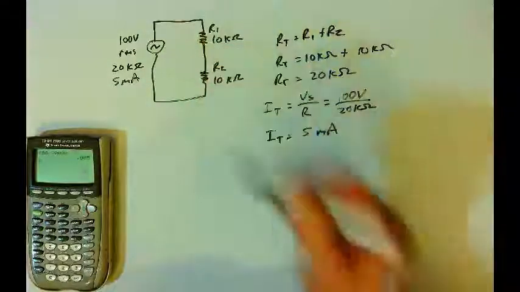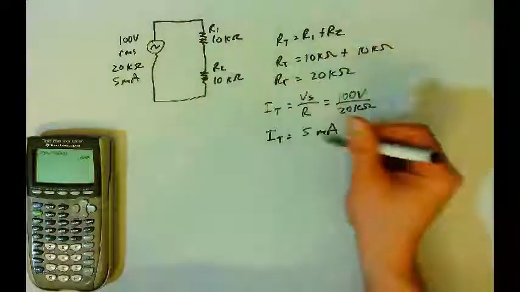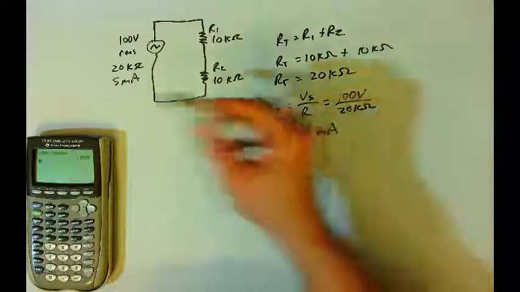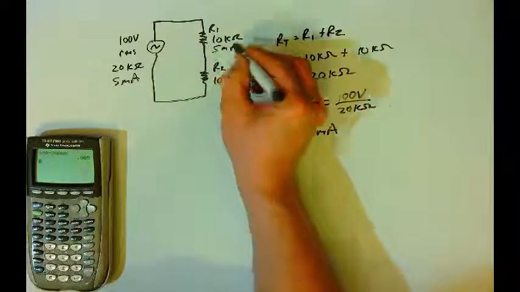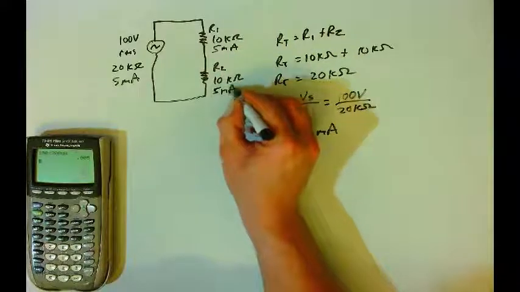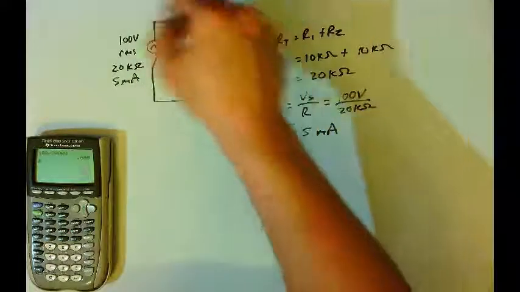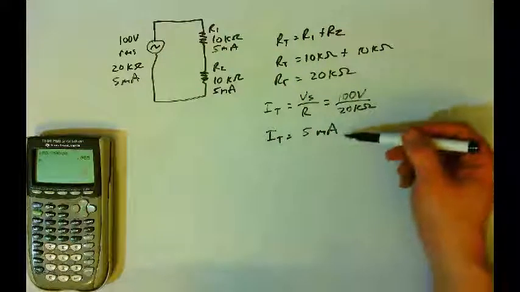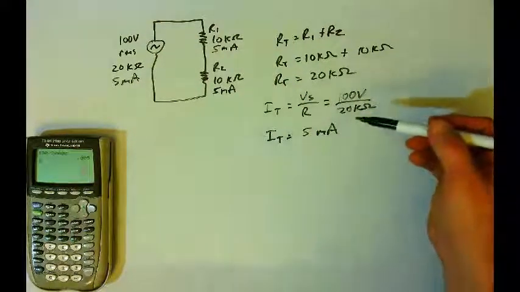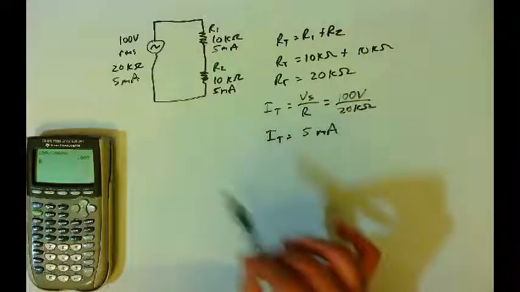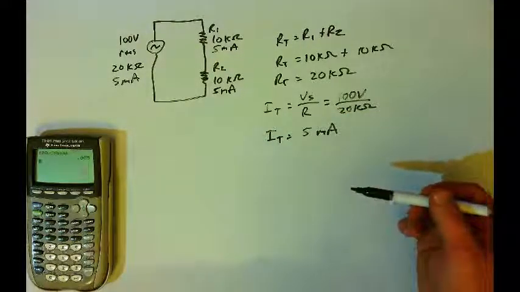And since this is a series circuit, the current in each of the resistors will be equal to the total current. So this will be 5 milliamps here and 5 milliamps here. And so it doesn't matter which direction the current is going in, the RMS value of the current will be 5 milliamps. Just like we saw in the sine waves in previous examples, the RMS value is the effective current flowing in the circuit.